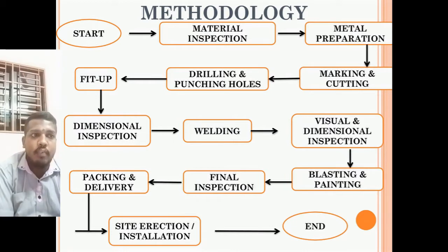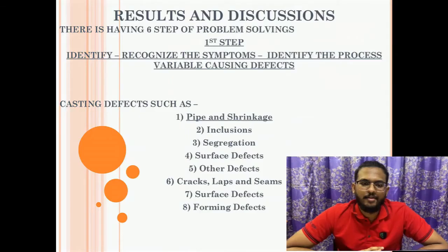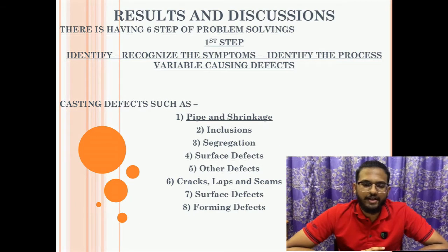Visual dimension and inspection is most important because we want to make sure there is no defect and no problem on the metal that we did in the metal fabrication process. That's all from me. Now I would like to talk about result and discussion.